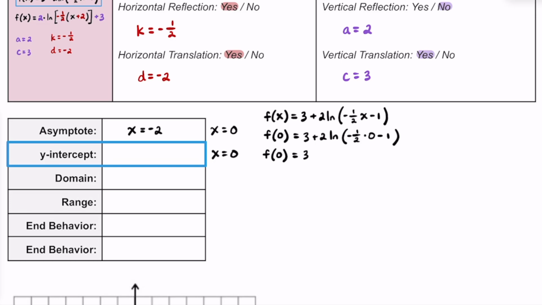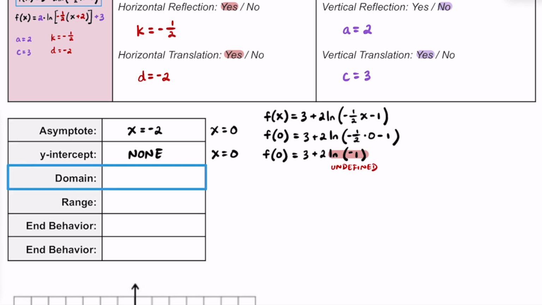And if we do that, we're going to leave this 3 plus 2 times ln alone for a moment here, and looking inside the parentheses, -1/2 times 0 minus 1 is going to equal -1. Now this presents a little bit of an issue because we can't take the natural log of -1 here, so this is going to be undefined. Since that's undefined, that also lets us know that this logarithmic function is not going to have a y-intercept. It just won't cross it.